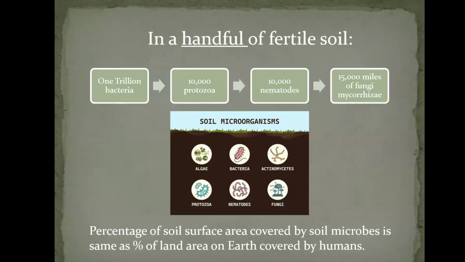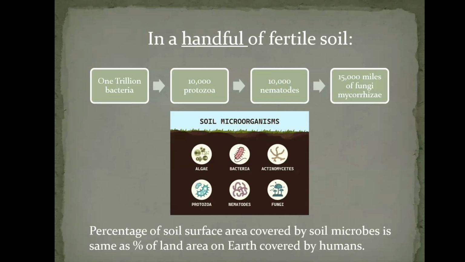So we can have things such as 1 trillion bacteria. So this is in a handful of soil. Easily a trillion bacteria. That's a small handful of soil. And in some cases, I've seen up to 1 trillion. They say even in a teaspoon.